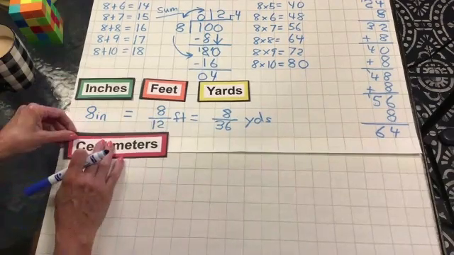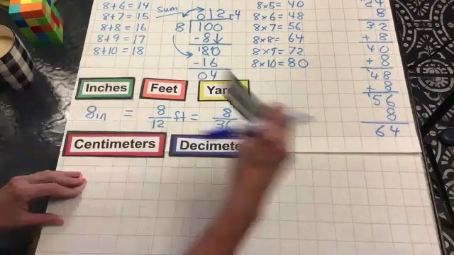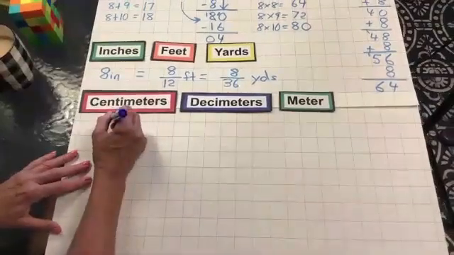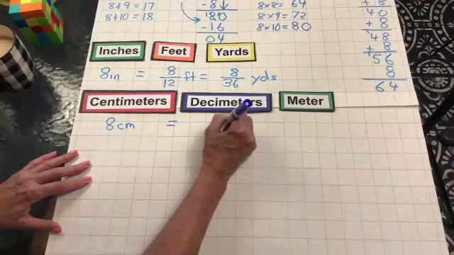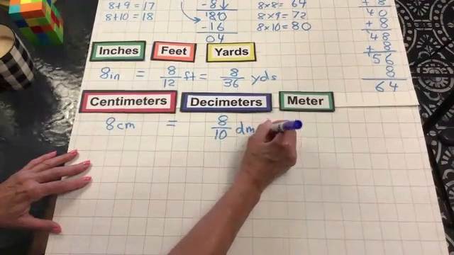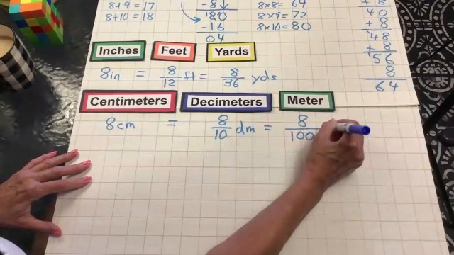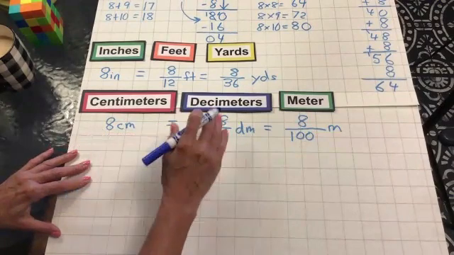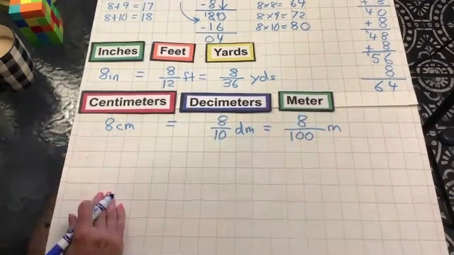Let's move on to centimeters, decimeters, and meters. All right, I'm going to move this up so we have it all on here. So if I have 8 centimeters, that means I have 8 out of 10. It takes 10 centimeters to make a decimeter. And then I have 8 out of 100 because it takes 100 centimeters to make a meter. So 8 centimeters is the same as 8/10 of a decimeter and 8/100 of a meter.